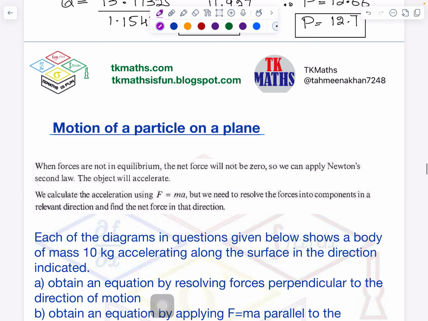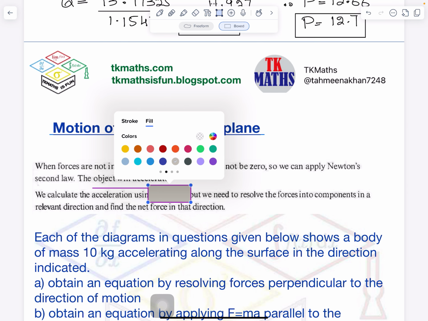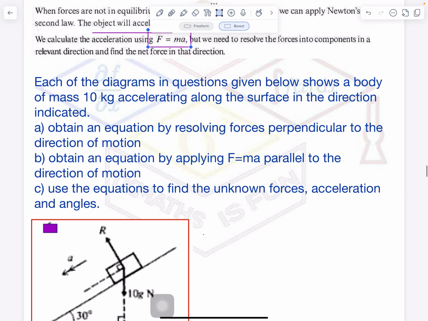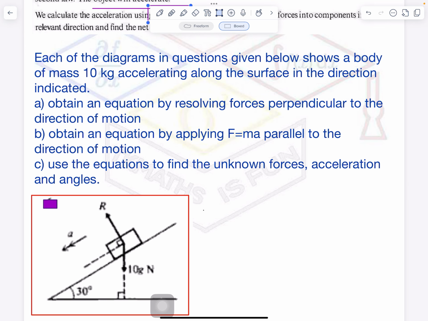Now when we are talking about forces acting on a particle and it is in motion, an object is accelerating, we have to use Newton's second law of motion, which is F equals ma. How we will use it, let's see. Okay. Now the question is, and the diagram is here, then I will solve it in front of you.